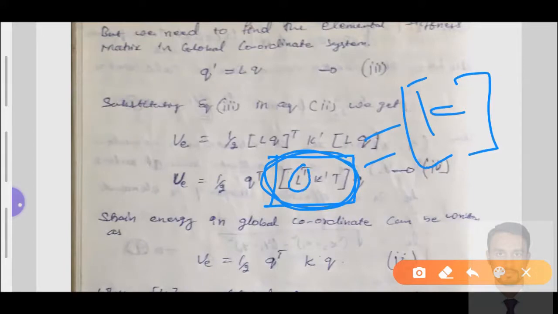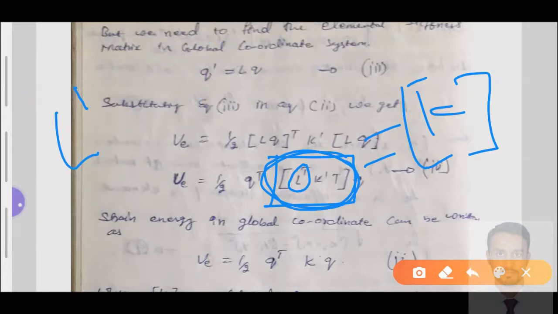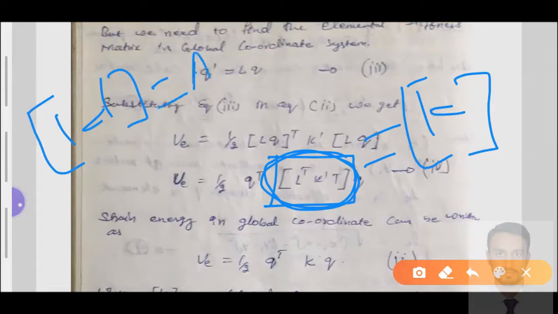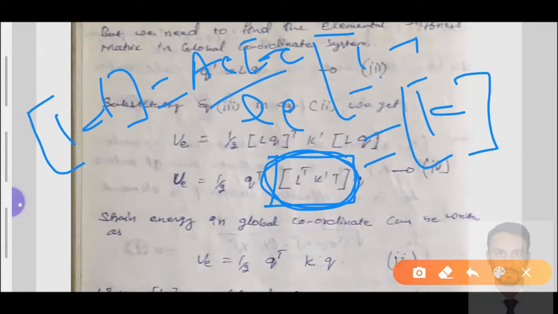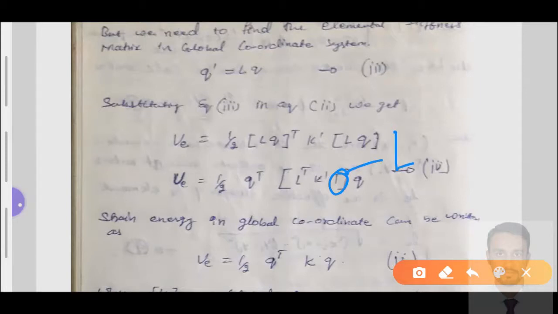We know the value of this transformation matrix; we need to find these two values first. We know this K dash value. We know this matrix: K dash is equal to AE divided by LE times 1 minus 1 minus 1 1. Then we need to get this L and L transpose. What is that L and L transpose? I have written T, it is not a T, that is equal to L. L and L transposed.